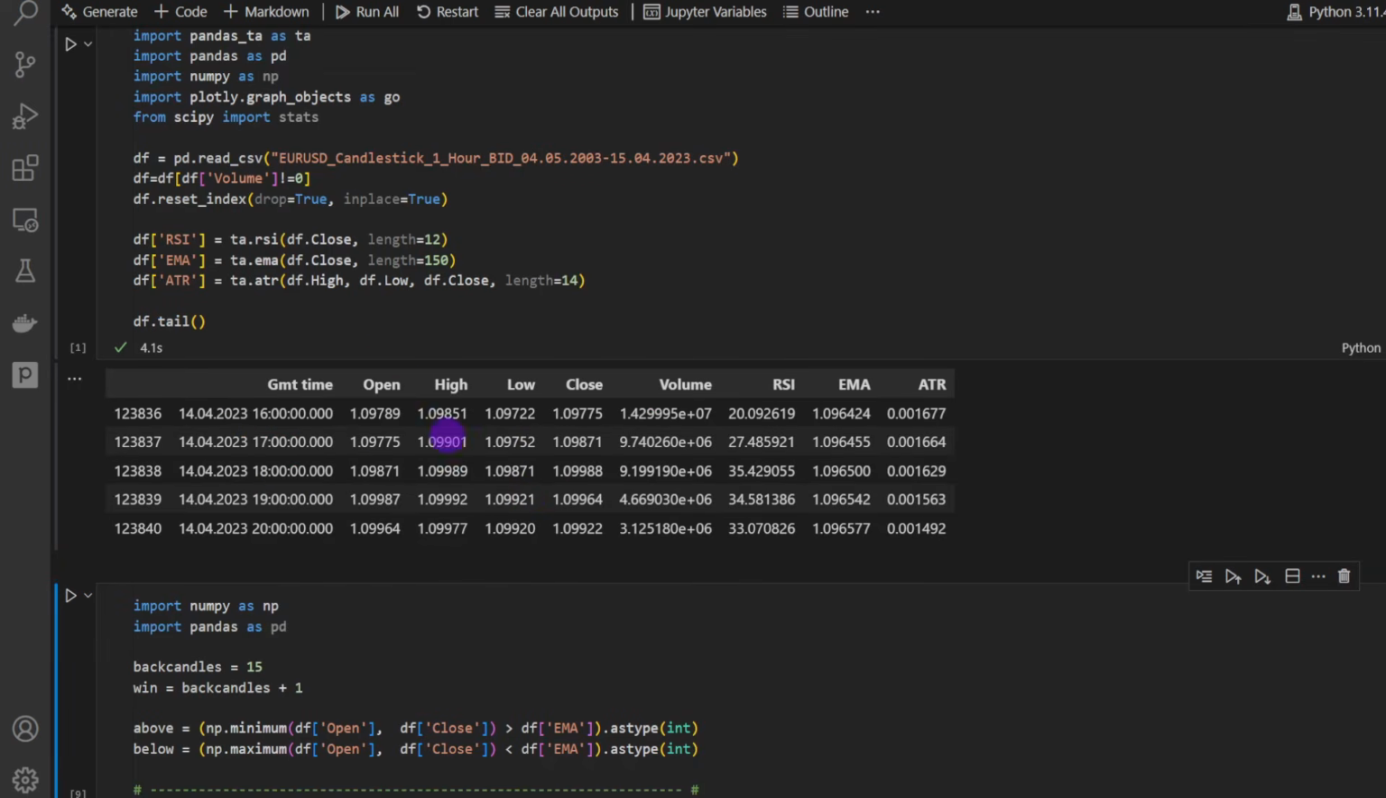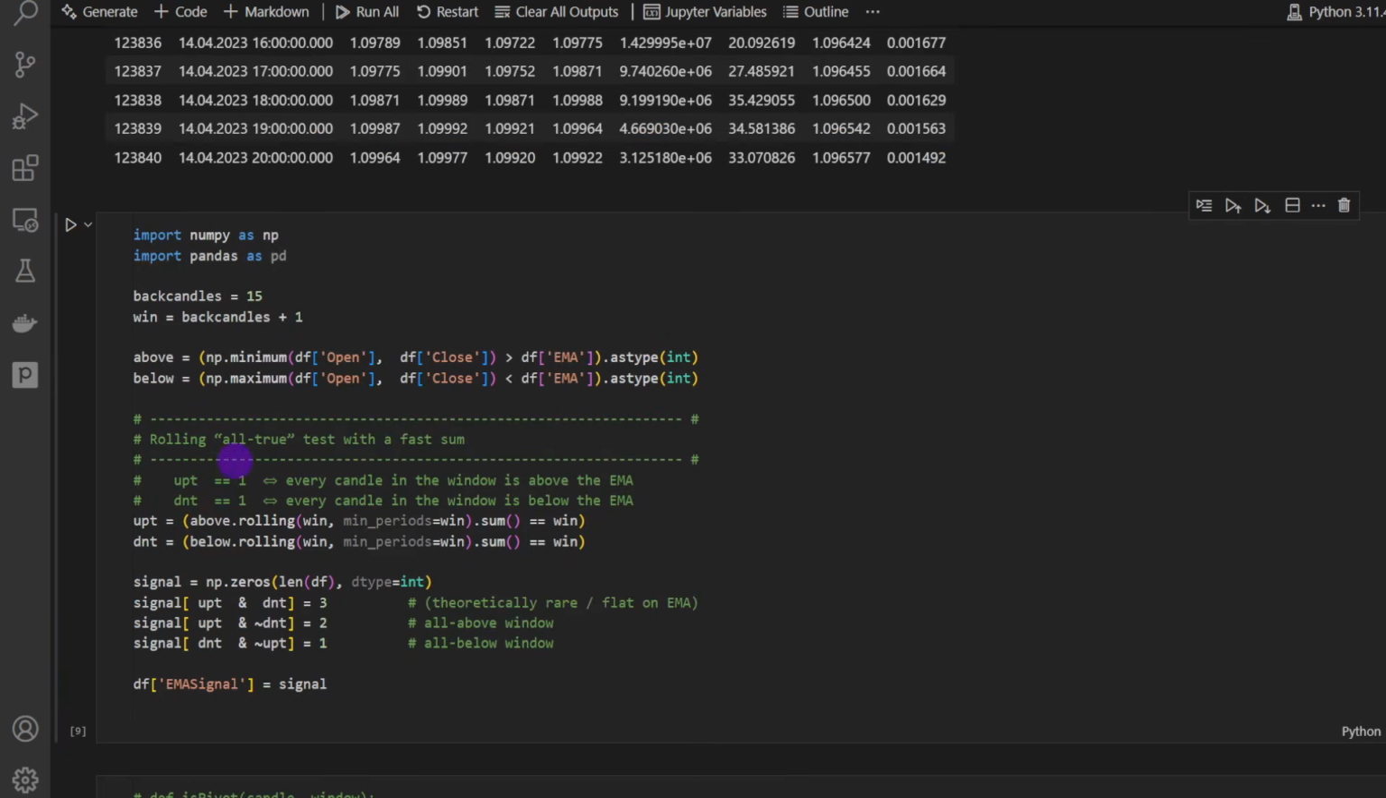And this is our data frame. We have the open, high, low, close, the volume, the RSI, the EMA, and the ATR. In this cell, we're going to compute the moving average signal. So whether we have a set of candles, 15 candles here. If all of these 15 consecutive candles are above the EMA curve, we're going to consider we have an uptrend. If all of them are below the EMA curve, we have a bearish trend.